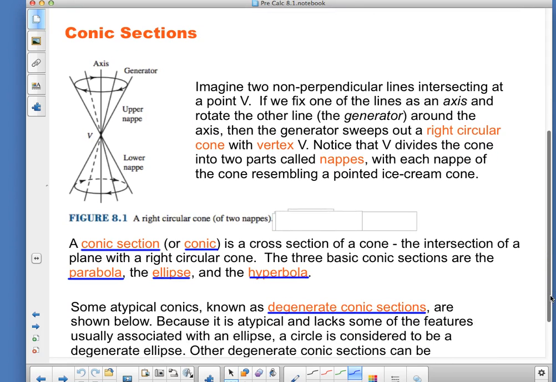And really what happens if I took a segment and I restricted its movement right here, and I just kind of mixed it around like a stirring stick, and this was its pivot point. If that's the pivot point, that stirring stick goes all the way around, and it makes the 2 different nappes. That's what this is called. Notice the V divides the things into what are called nappes.